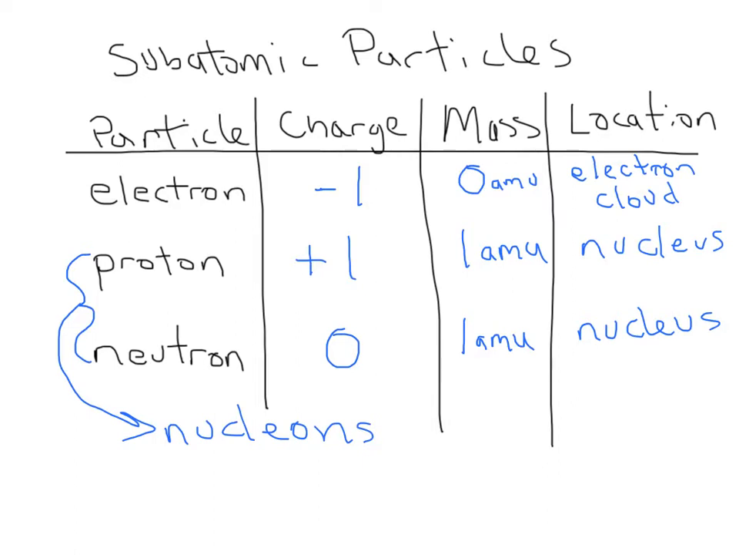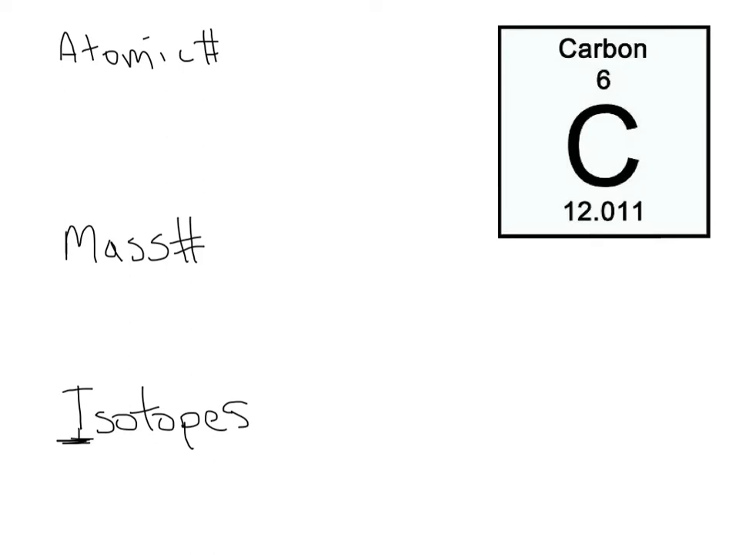Okay, on to some periodic table stuff. So to determine the number of protons and neutrons in an atom or an element, we need to know something about the periodic table. And on the right there, you see carbon. It has the number 6, the C, which is the elemental symbol, and then 12.011, which is its average atomic mass. Using all that information, we can determine quite a bit about an element.